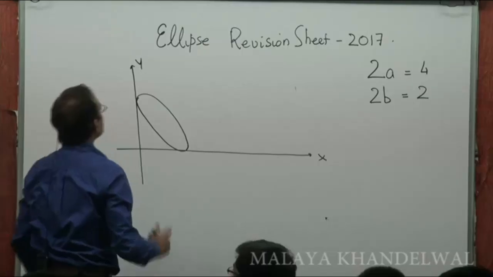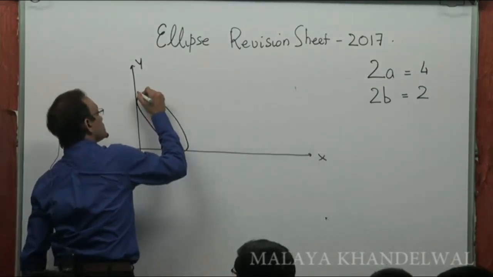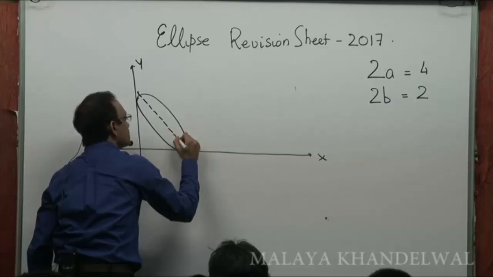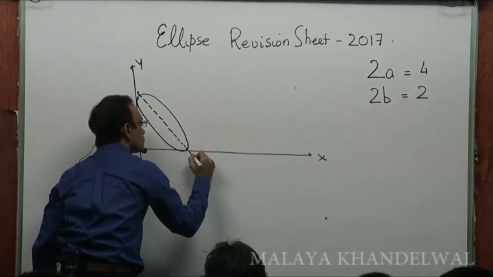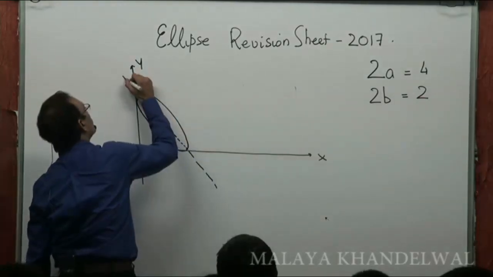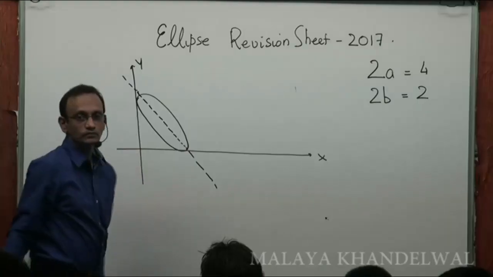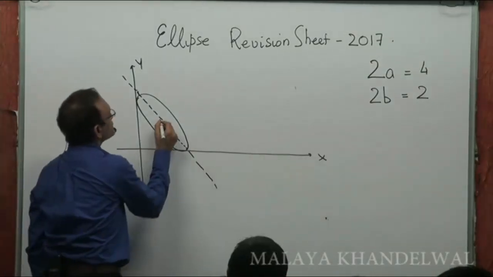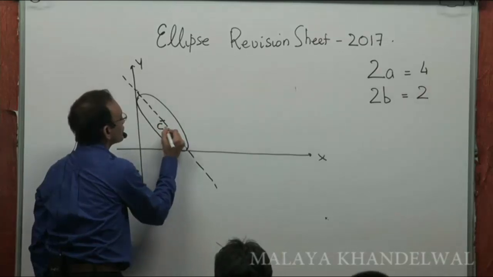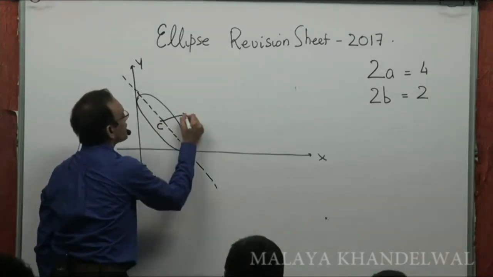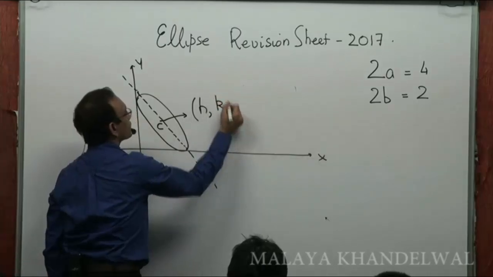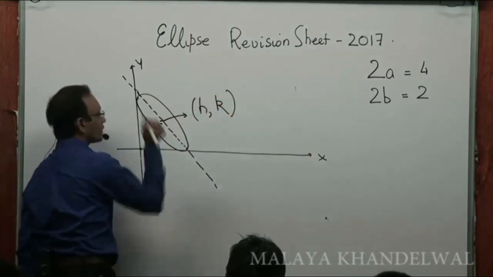Okay. Now, first of all, realize that this is the major axis of the ellipse. And on the major axis, the center C lies. The center C has coordinates h comma k. Right?